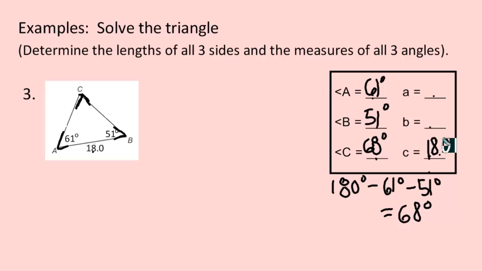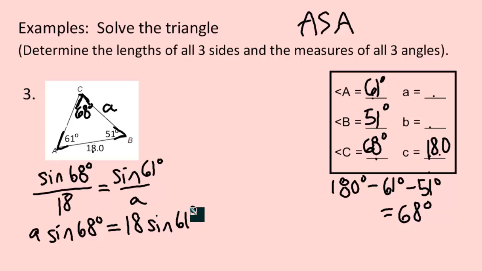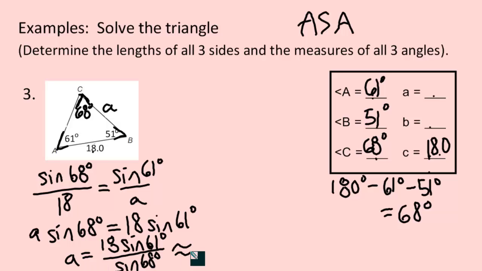Just like the last problem, this is another ASA problem, which means we can use law of sines, but we need to fill in that third angle, which I guess we've really already done. Angle C is 68 degrees. And that allows me to set up my proportion. If I cross multiply, I get A times sine 68 degrees equals 18 sine 61 degrees. Divide to isolate A, and it becomes a good calculator problem again, which would then round up to 17.0. I'm going to fill that in.